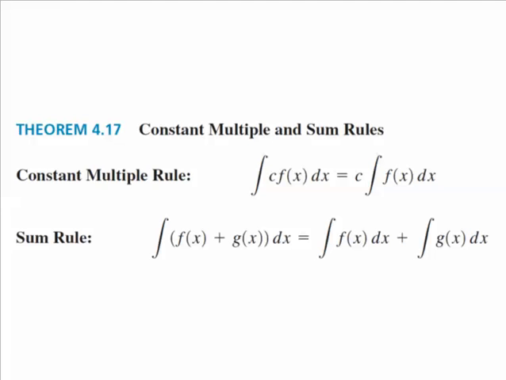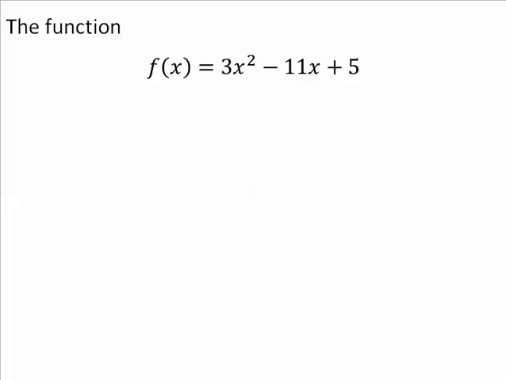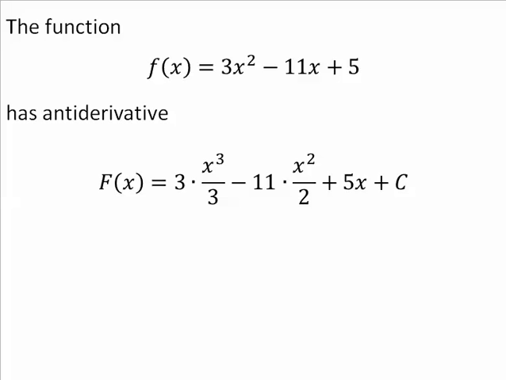A rule I want to look at today is the constant multiple rule and the sum rule. Suppose we have this function and we want to find the family of antiderivatives for this function. Well, this is what I get. This is the family of all antiderivatives. Now, where did I get this? Well, the antiderivative of x squared is x to the 3 over 3. The antiderivative of x is x squared over 2. And the antiderivative of 5 is 5x. And so I clean it up and I get a family of all antiderivatives of my original function.